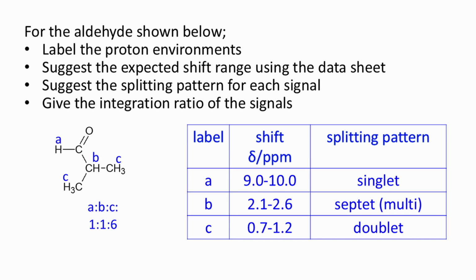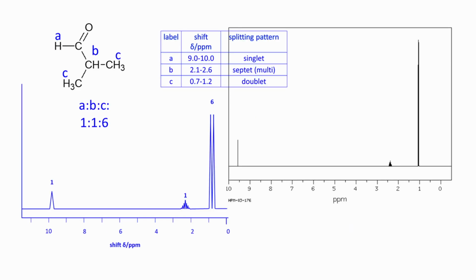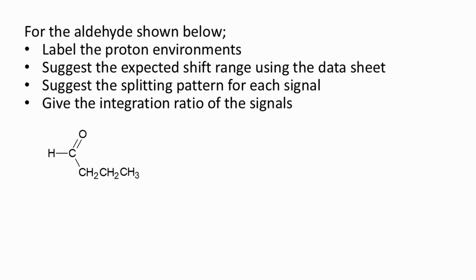Environment B should give a signal at 2.1 to 2.6 and environment C between 0.7 and 1.2. You would expect that environment A would give a singlet, environment B a septet or a multiplet, and environment C is adjacent to one proton that will give a doublet. This is how I would expect the NMR trace to look for this particular molecule. The actual proton NMR trace for this molecule is shown on the top right, and you can see that this is quite similar. However, you will notice that it is difficult to interpret the splitting patterns using a real proton NMR spectrum.